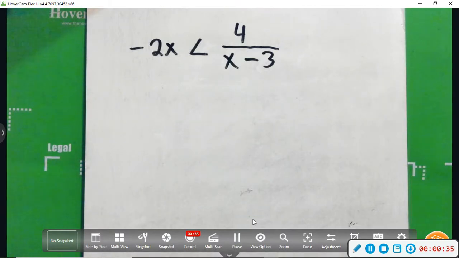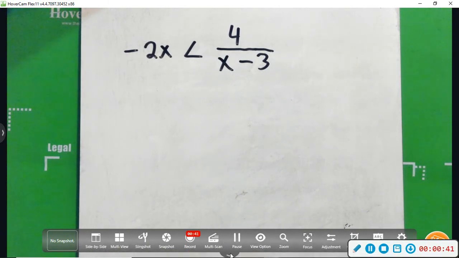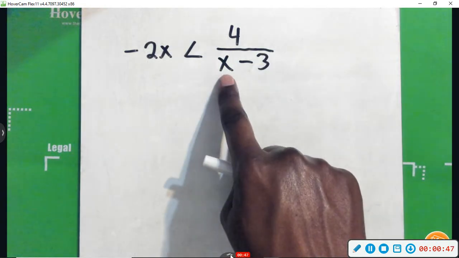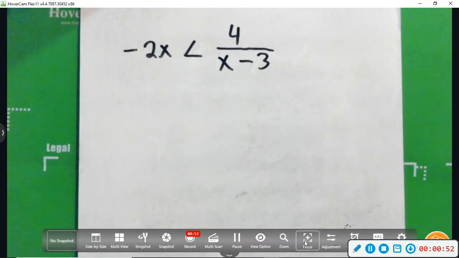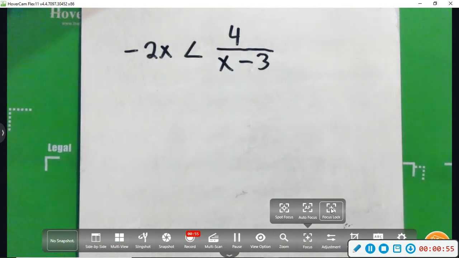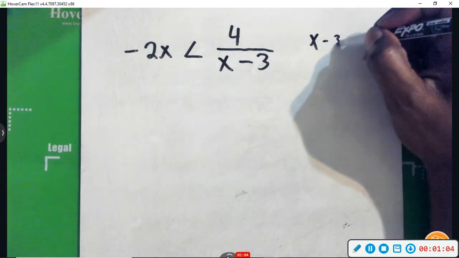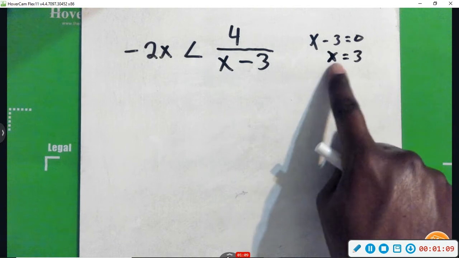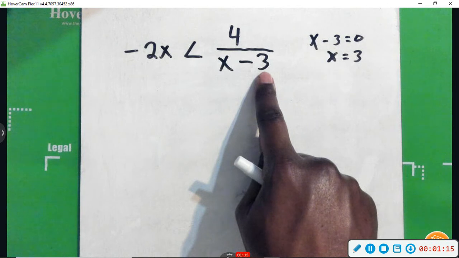So here's that problem. When I talk about critical values, we are looking for zeros and numbers that would make the denominator zero. So one of the critical values, let me zoom this in or focus this. One of the numbers that would make the denominator zero: x minus 3 equals 0, and you saw we get x equals 3. So this is one of the critical values.